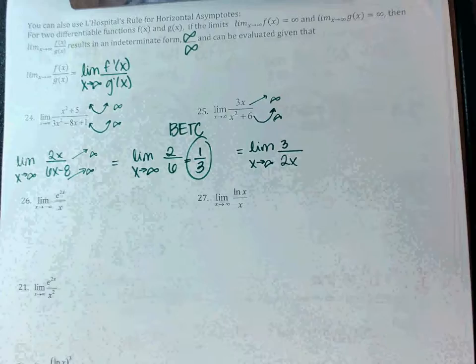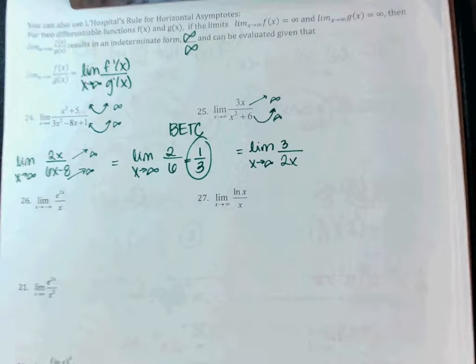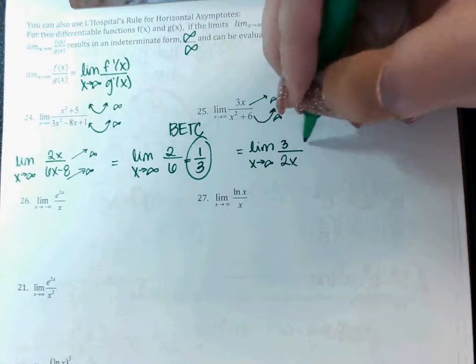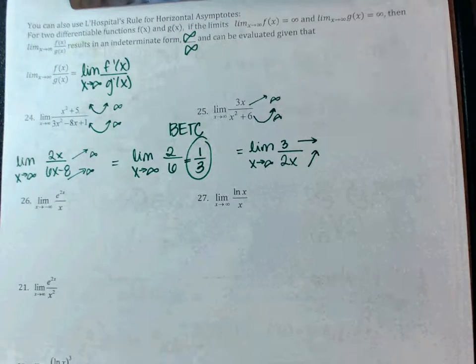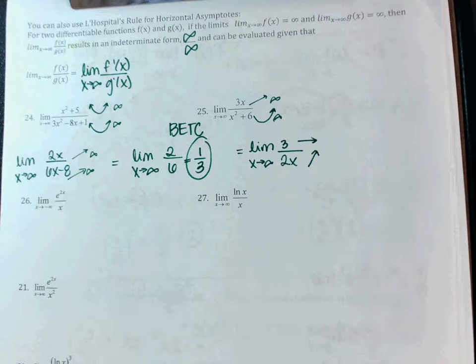Okay, from here, what is the shape of a constant graph? Flat. This one, draw a flat line. What about 2x? Which way is it going? It's going up. Is it an indeterminate form still? So then that means you have to make your decision. Which one's bigger? 3 or 2x? 2x, which means it's bigger on bottom. So where does it go to? 0.